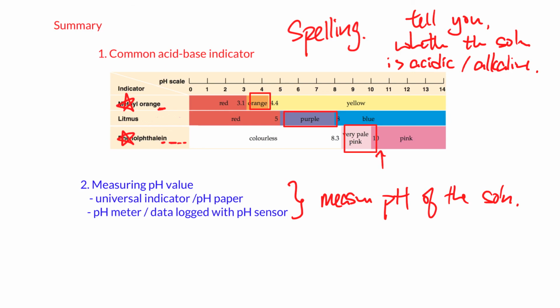Other than that, the new thing that we have learned is that we can use a pH meter or a data logger with a pH sensor. The advantage of this one you have to remember, because in the exam sometimes they will ask: we can obtain more accurate readings, and also we can obtain a lot of data within a short period of time. So that's all for chapter 16.